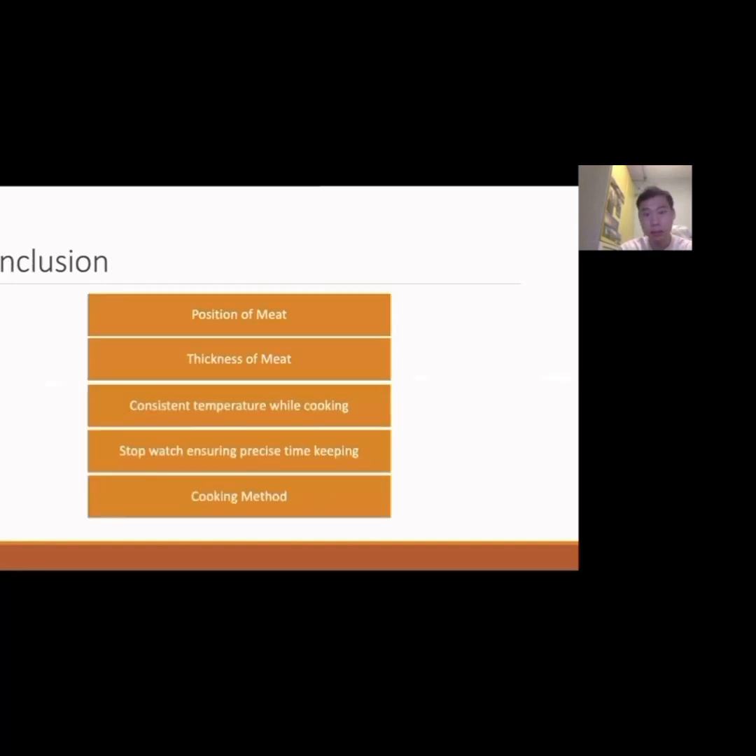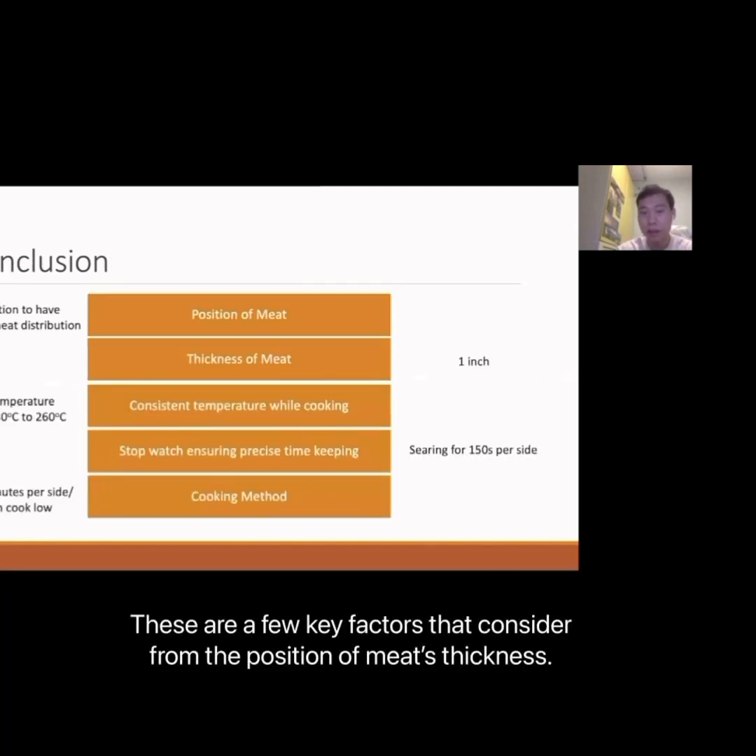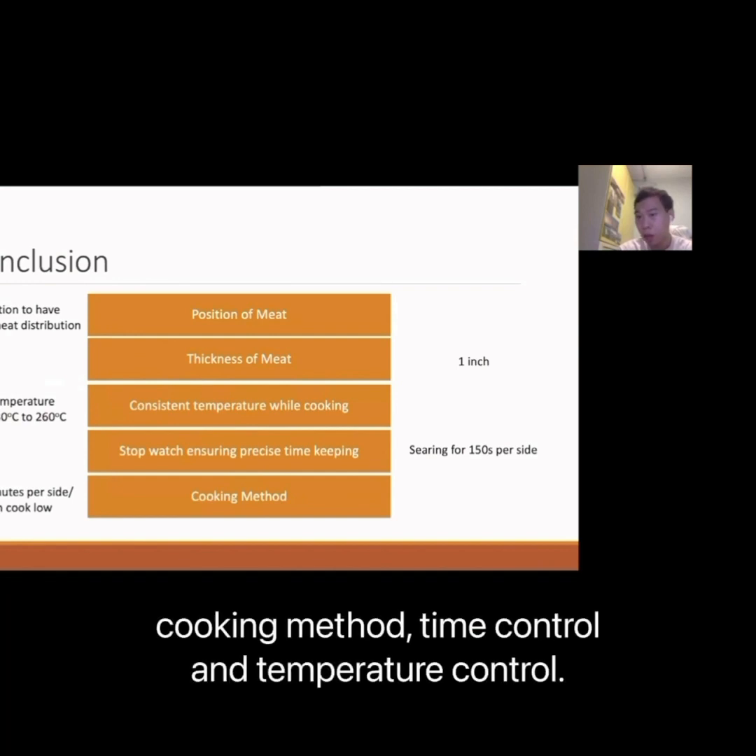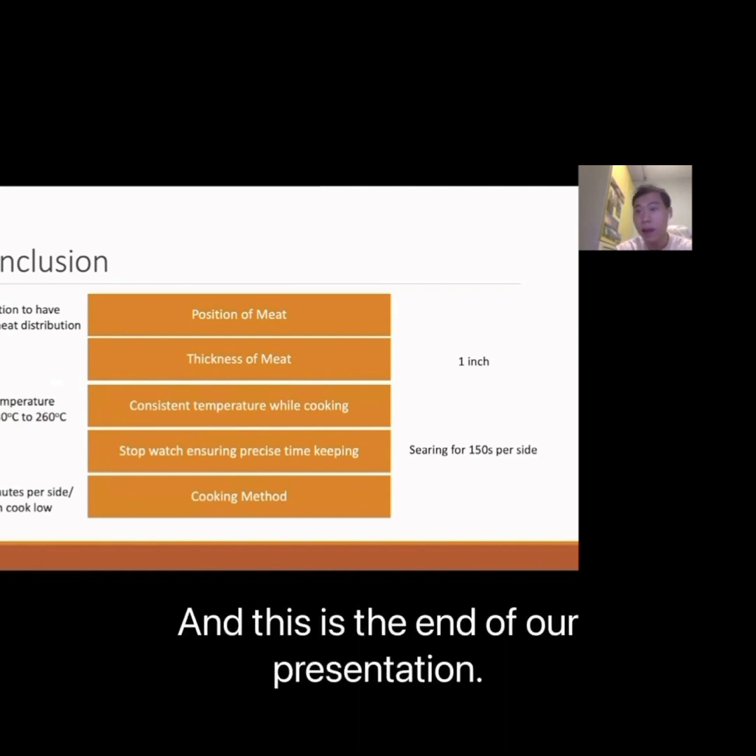As a conclusion, there are 3 key factors to consider: the meat's position and thickness, cooking method, time control, and temperature control. And this is the end of our presentation.